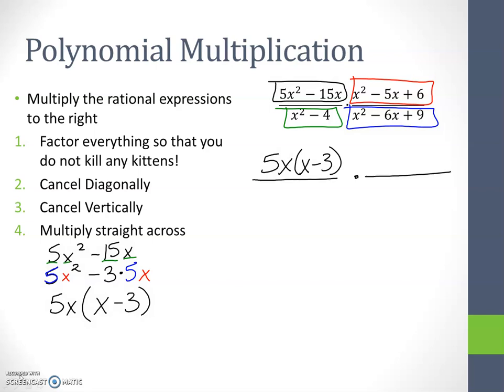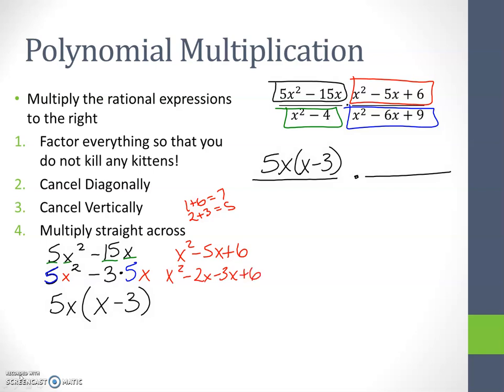So, top left, I've got 5x, parentheses, x minus 3. Now, top right, I've got x squared minus 5x plus 6. Okay? I need factors of 6 that will add to give me 5. 1 and 6 do not add to give me 5, but 2 and 3 do add to give me 5. So x squared minus 2x minus 3x plus 6.